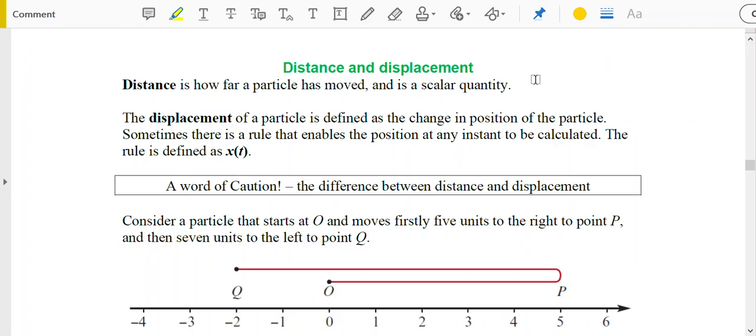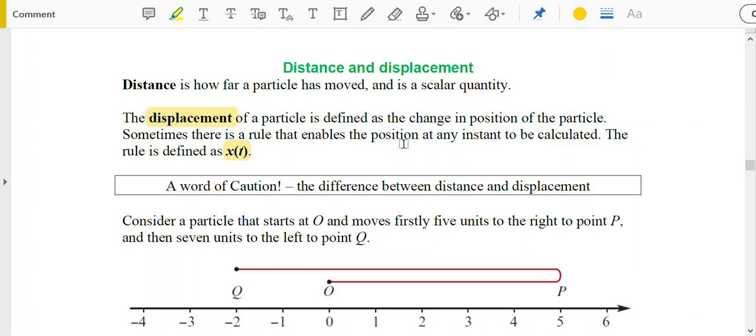The rule we use for displacement in mathematics is x of t. Okay, so that's important for us to know. Displacement is a function called x of t. Now, there is a difference between distance and displacement.